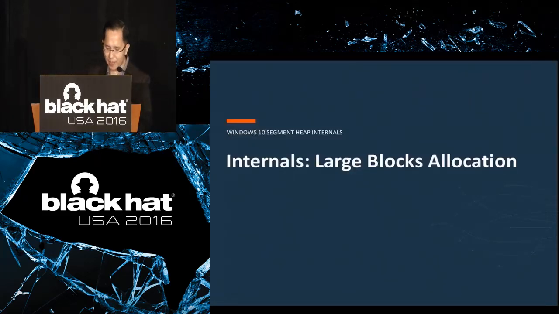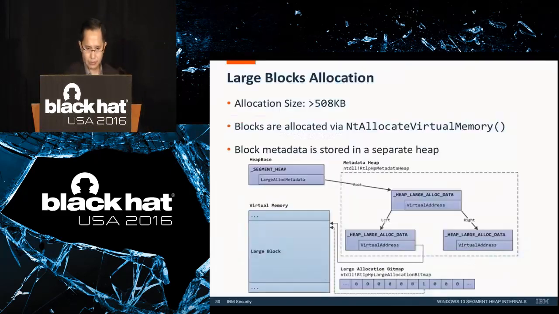And finally, the fourth component of the segment heap, the large block allocation component. The large block allocation component handles allocation requests for sizes greater than 508 KB. Large blocks are allocated and freed using the virtual memory functions provided by the NT memory manager. The large blocks do not have a header at the beginning of each block. Instead, the metadata for each block is allocated from a separate metadata heap. For the heap manager to identify if a block is a large block allocation, its address is marked as large in the large allocation bitmap here.